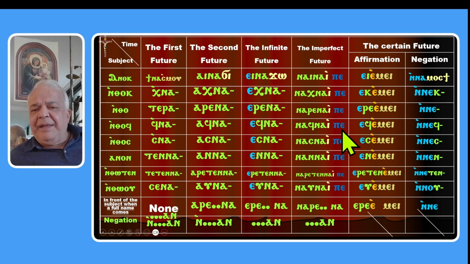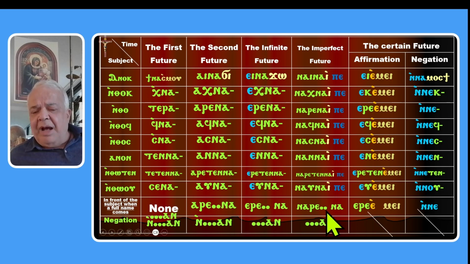Naf na I pe. He may come. Nas na I pe. She may be coming. Nan na I pe. We may be coming. Narete na I pe. You may be coming, for plural males and females. Nav na I pe. They may be coming.